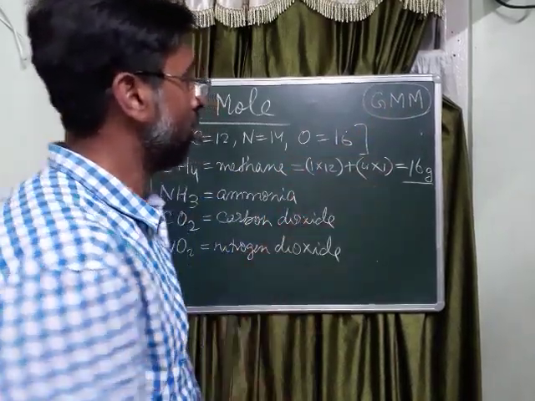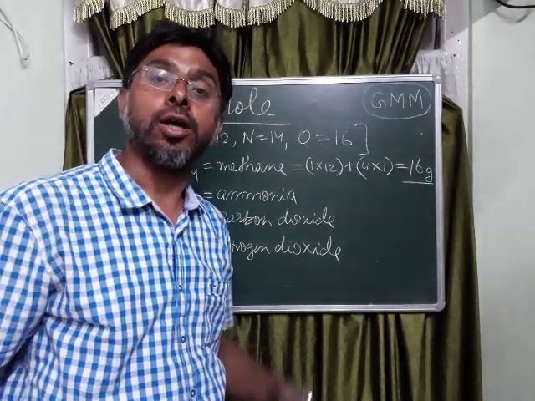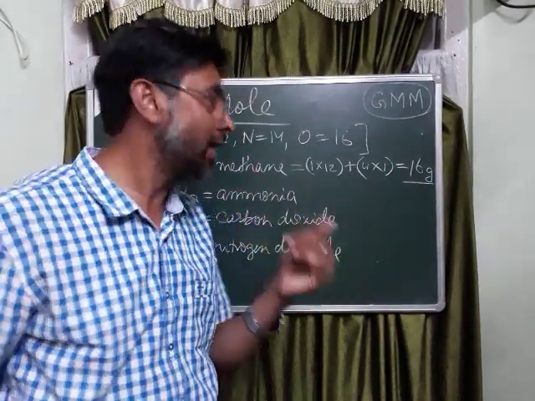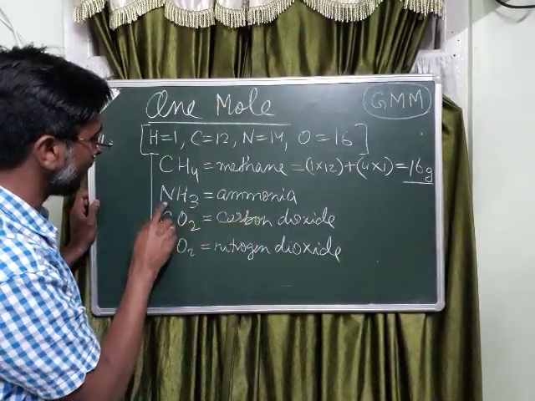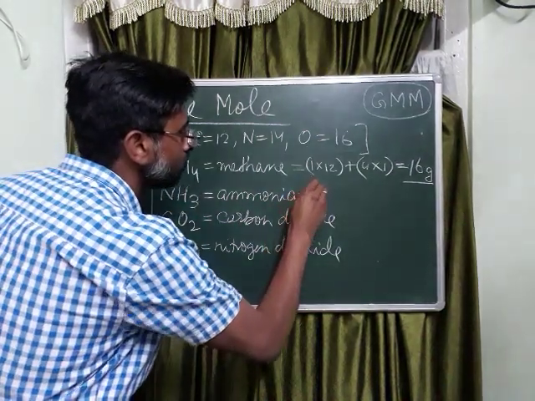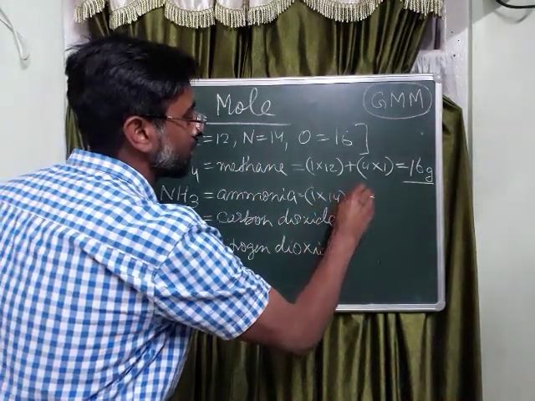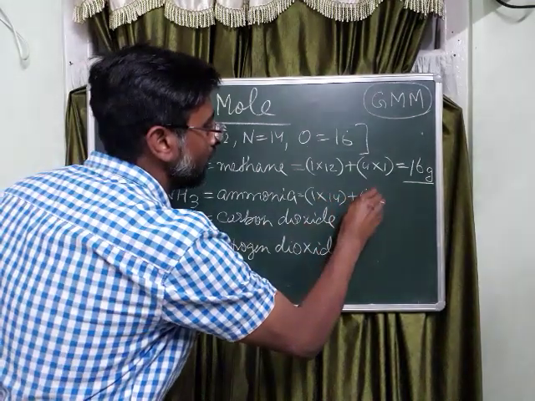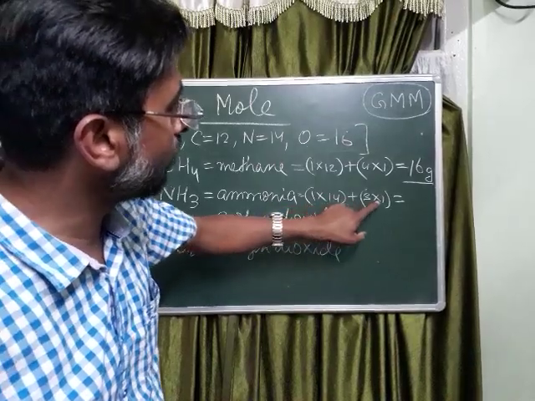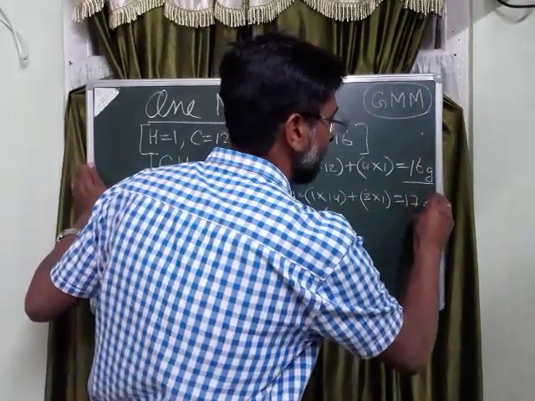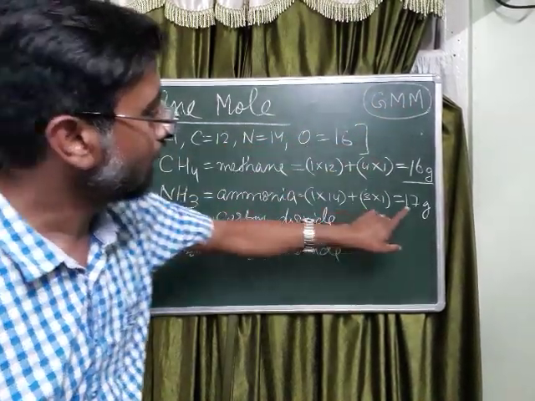This is the first example. I have taught you how to calculate the gram molecular mass, and you have done this calculation very nicely in class 8 and 9. Now the second compound is ammonia, NH3. Nitrogen, we have one atom, 1 into atomic mass 14, so 14, plus hydrogen 3 atoms, 3 into 1. Simplifying, 14 ones are 14 plus 3 ones are 3, which comes to 17 grams. The gram molecular mass of the ammonia molecule is 17 grams.